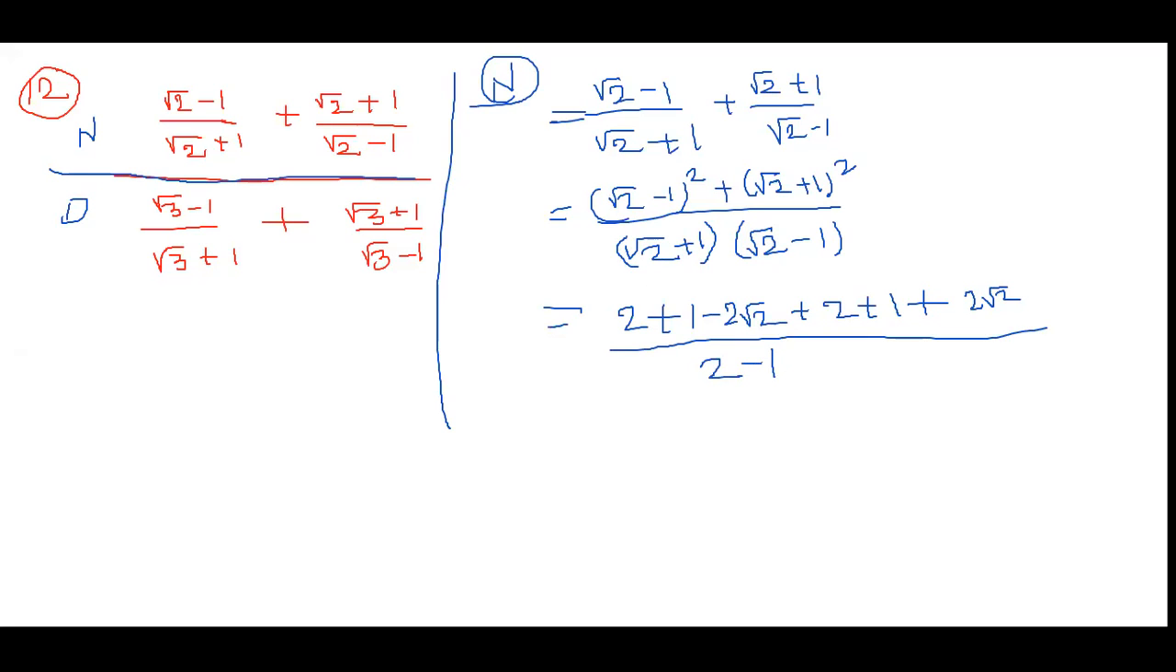Now here, see the cancellation terms: minus 2 root 2 plus 2 root 2. 2 plus 1, 3, 3 plus 2, 5, 5 plus 1, 6. So the numerator part is how much? 6 by how much? 1. So my final answer is 6 for the numerator. Yes.